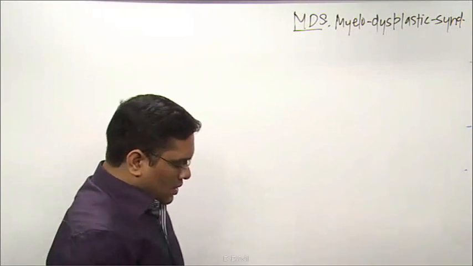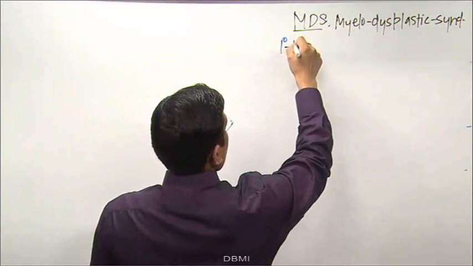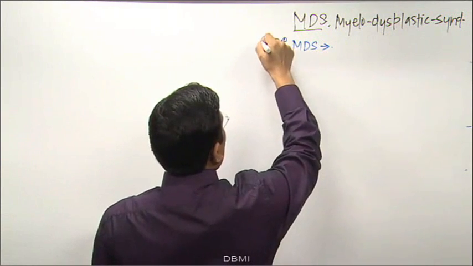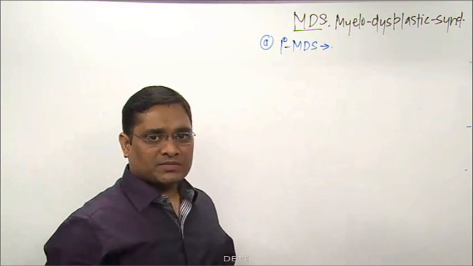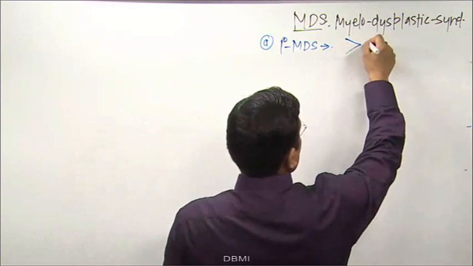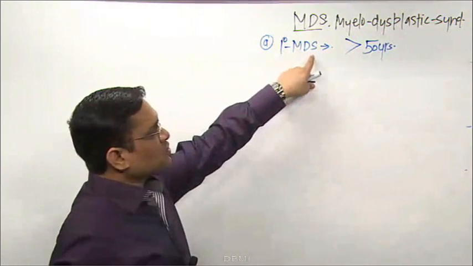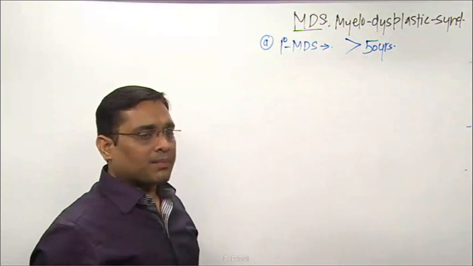Types. Either it is a primary myelodysplastic syndrome. This was a PGI and All India question, where you will see primary myelodysplastic syndrome when age is more than 50 years. So older age group. So this was the question in All India PGI exam.